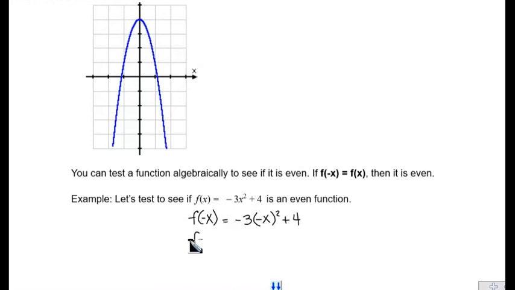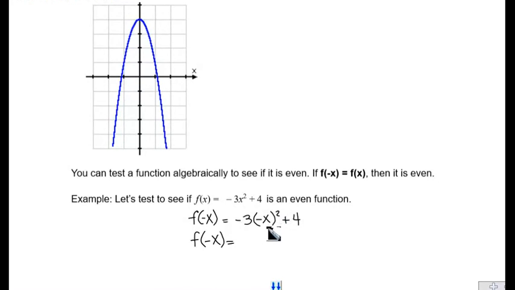What we are looking for is, if this function is even, then my new function will end up being exactly the same as my original function. So one of the things you want to keep in mind as you are cleaning this up is that anytime you raise something to an even power, it is going to make that something positive. So when I am squaring negative x, I actually am getting positive x squared.